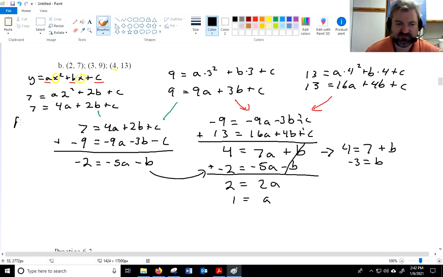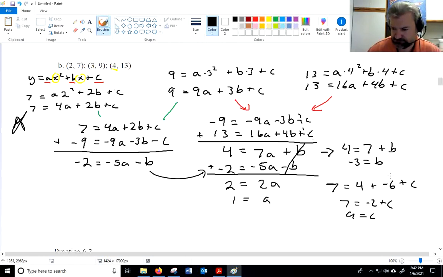Lastly, I need to find c. I'll use this equation over here. 7 is equal to, my a value is 1 times 4 is 4, plus my b value is -3 times 2, so that's -6, and then plus c. So 9 is equal to c. So our equation is y is equal to x squared minus 3x plus 9. And barring any mistakes, that should go through those 3 points.